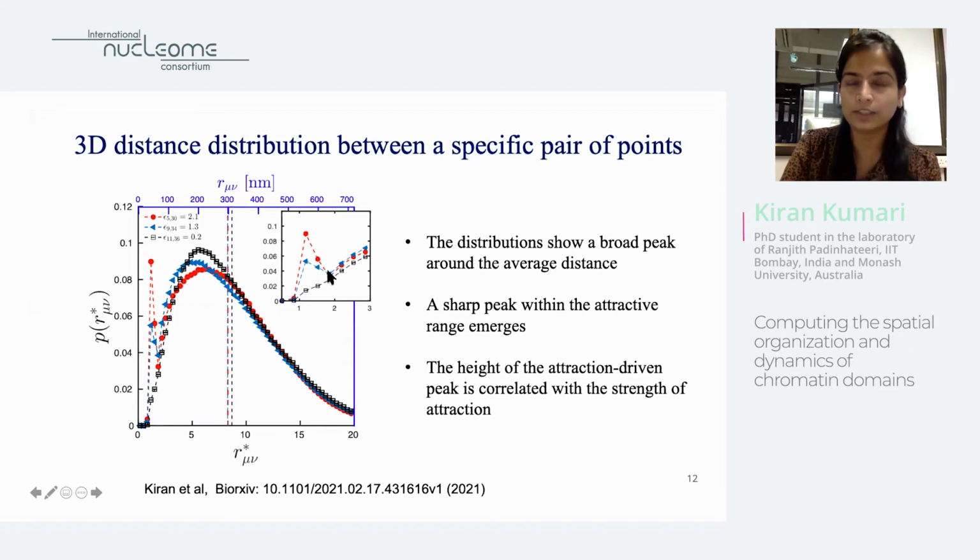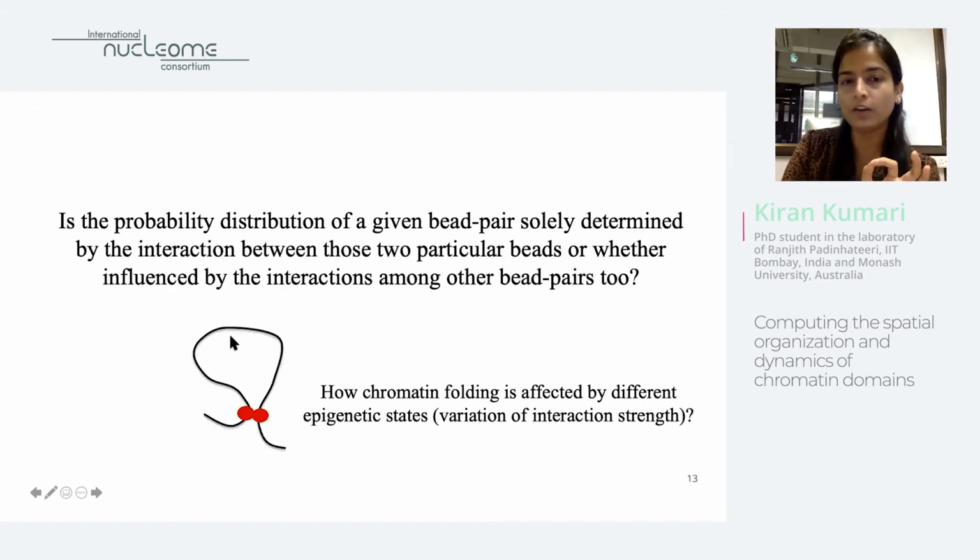This is blown up and shown in the inset. The red curve, which has the higher interaction of 2.1, shows the higher peak, whereas the black one, which is interacting with only 0.2 interaction strength, barely shows a peak. That indicates that it is dependent upon the interaction strength. Now, the question is, this behavior which we are looking at, which is dependent upon the interaction strength of that particular bead pair, is it the only property of the bead pair, or does this property get influenced by the environment or by the interaction strength of the other segments as well?